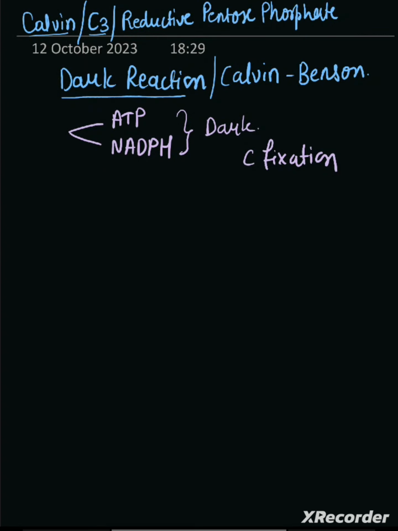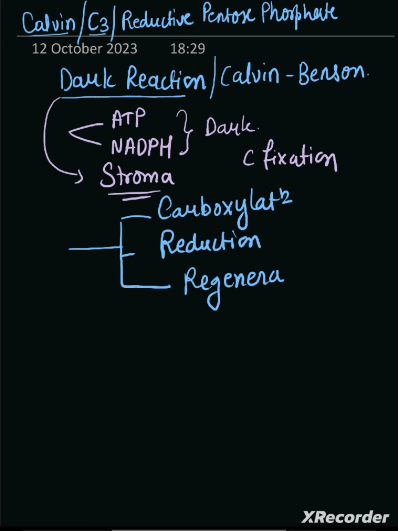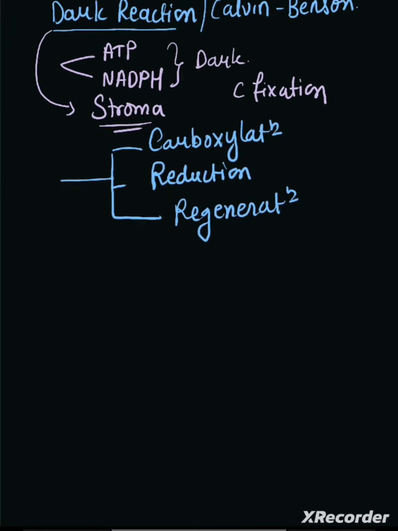So to start with, we need to know where this dark reaction occurs. This occurs in the stroma. I mentioned this even before, right? So in the stroma, your dark reaction occurs. And overall, your dark reaction has three different phases. First being carboxylation, second is reduction, and the third one is regeneration. So these are the three major phases, and let's look at them one by one.